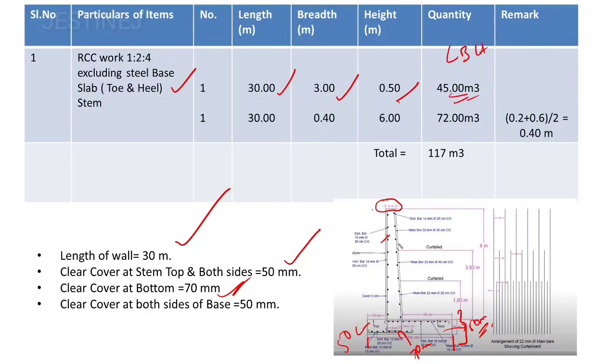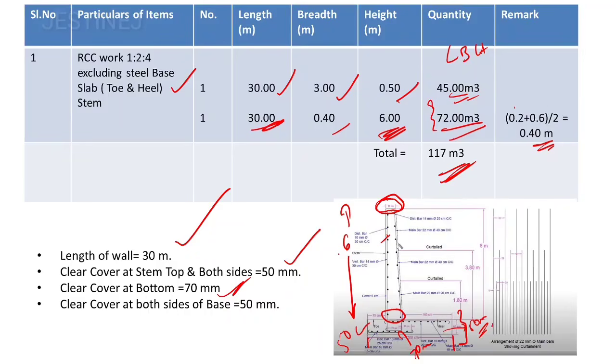Then coming to the stem portion, the total height of the stem is 6 meter. The length of the wall is 30 meter, and you take the average of the breadth. Here it is 60 and here it is 20, so 0.2 plus 0.6 by 2. All units are in meter. So 0.2 plus 0.6 by 2 gives 0.4. If you multiply, it is 72 meter cube, and if you add up those values it is 117 meter cube. That is the RCC work, 1:2:4 ratio, for the slab and the stem.